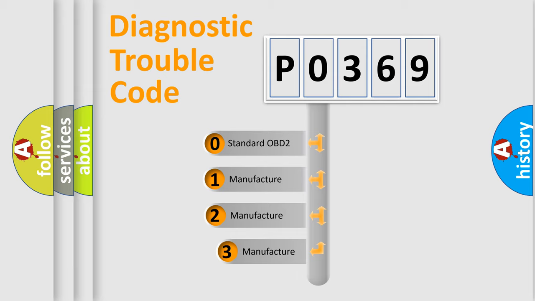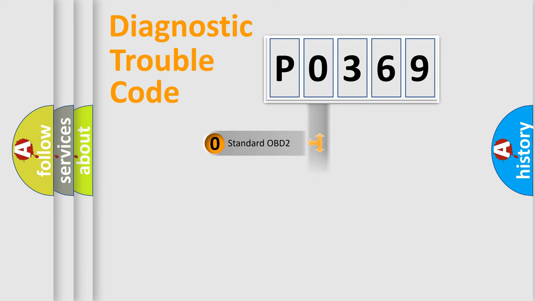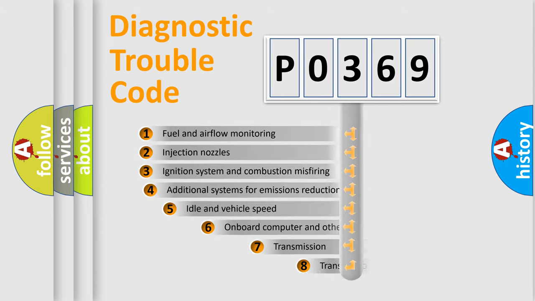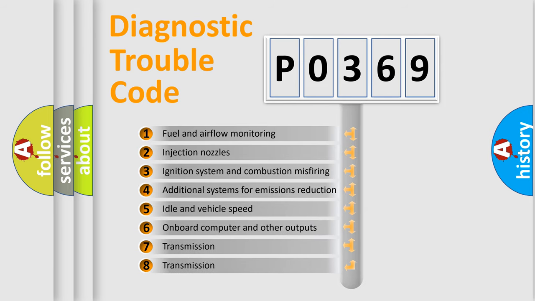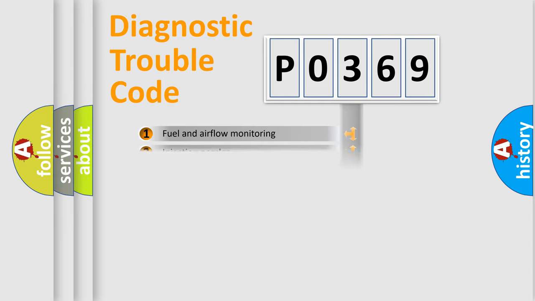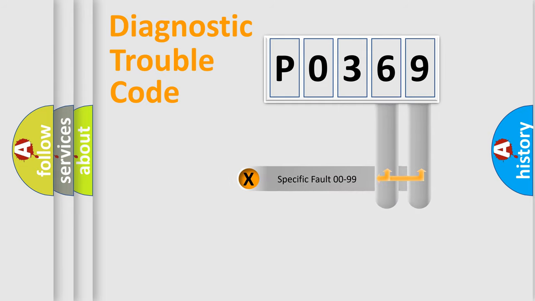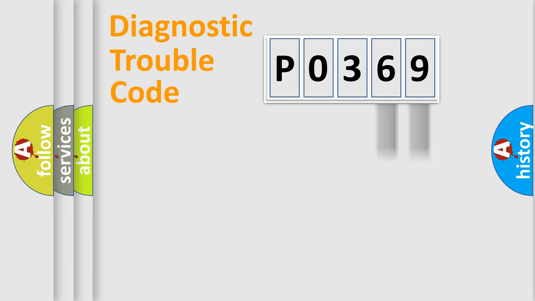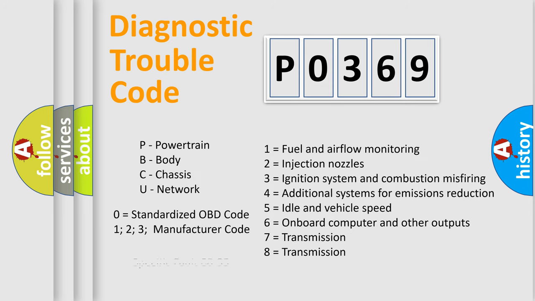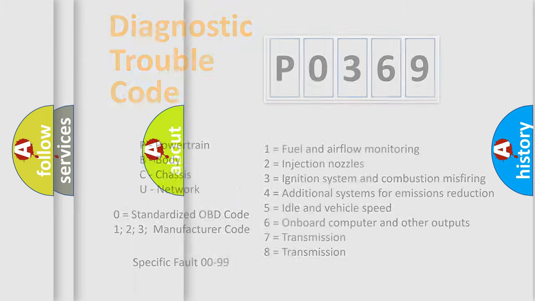If the second character is expressed as zero, it is a standardized error. In the case of numbers 1, 2, 3, it is a more prestigious expression of a car-specific error. The third character specifies a subset of errors. The distribution shown is valid only for the standardized DTC code. Only the last two characters define the specific fault of the group. Let's not forget that such a division is valid only if the second character of the code is expressed by the number 0.